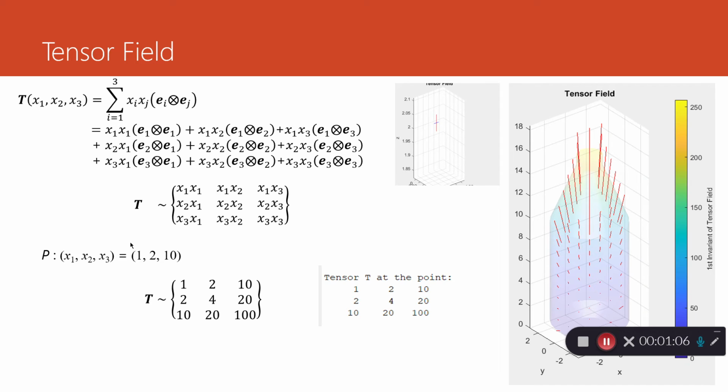Moving on to the tensor field, for this body, the tensor field I've selected is xi, xj, er dad, ej, and the tensor comes up to be this x1, x1, x1, x2, x2, x1, x3, and so on. And for the point 1, 2, and 10, the tensor comes up to 1, 2, 10, 2, 4, 20, 10, 20, 100. So this is the tensor which I'll be using to perform on a vector.